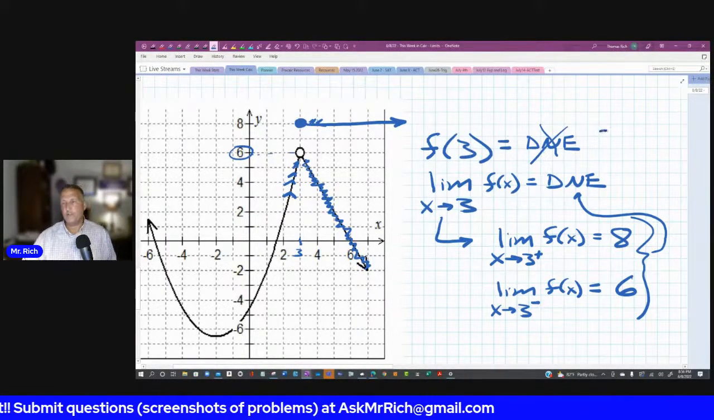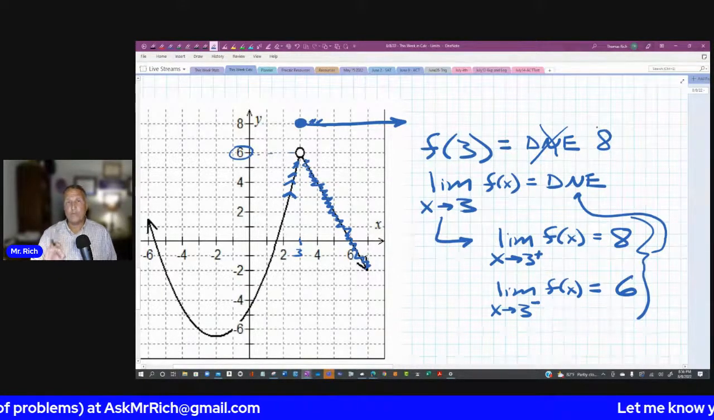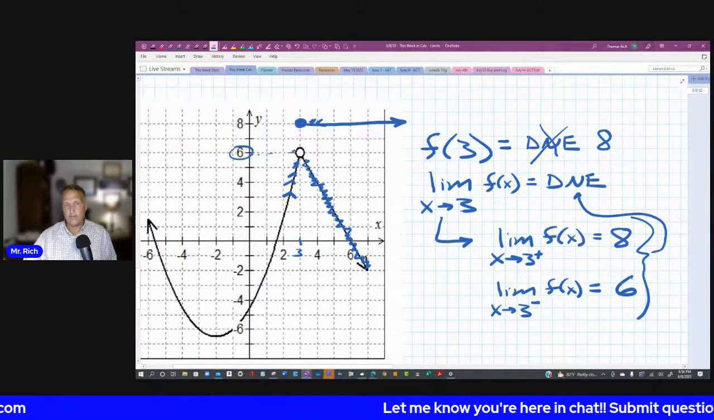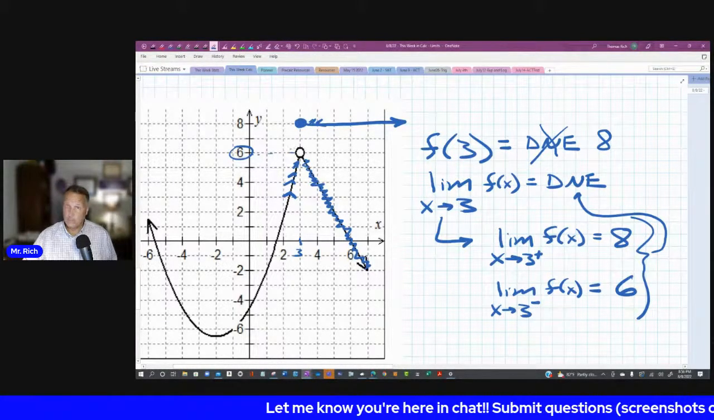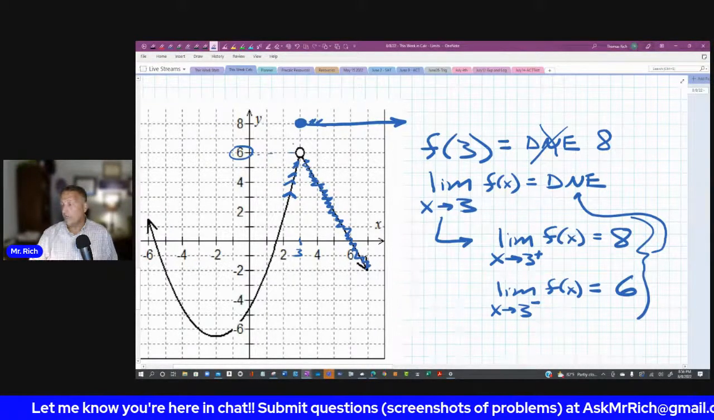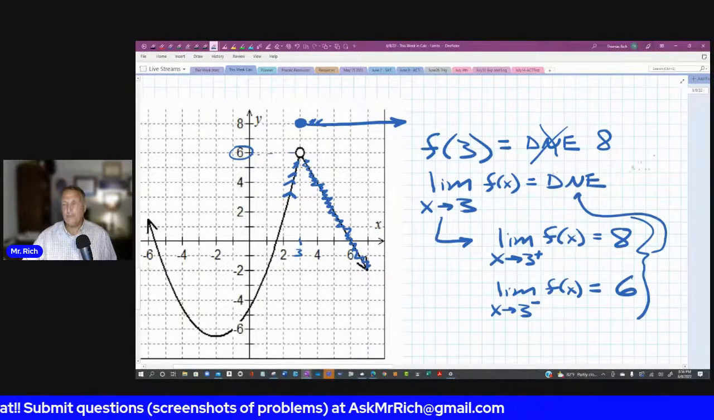The function is 8. At x equals 3, the function is exactly 8 because that's where the dot is. I could not fill in both dots, obviously, because then this would not be a function. I'd have two y values associated with that one x value. But that would change that.